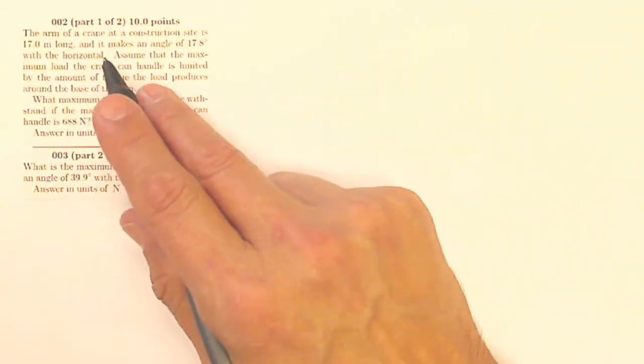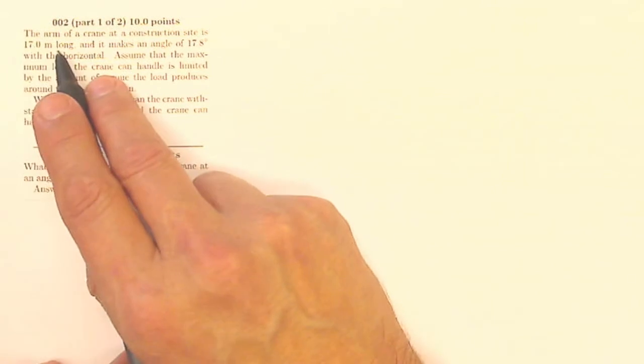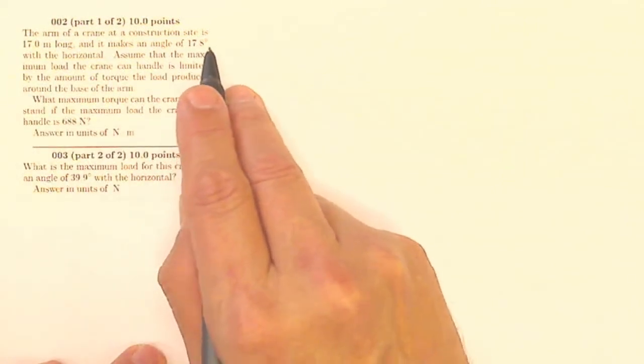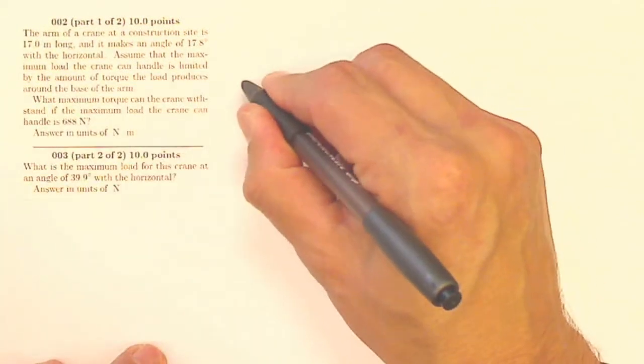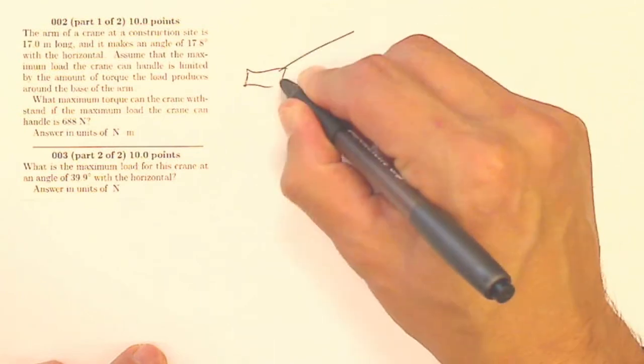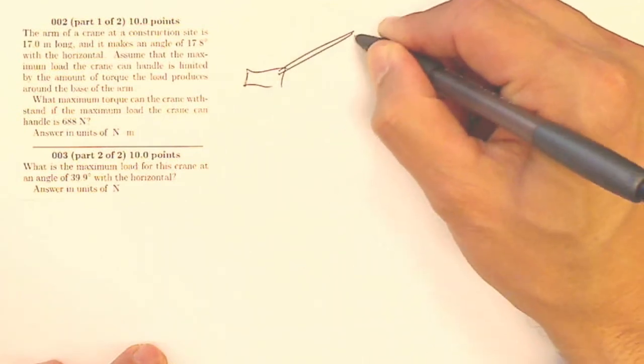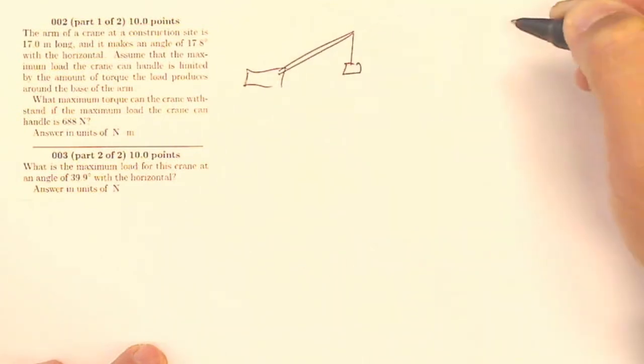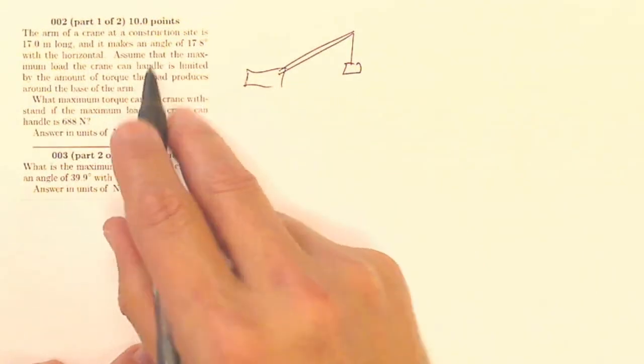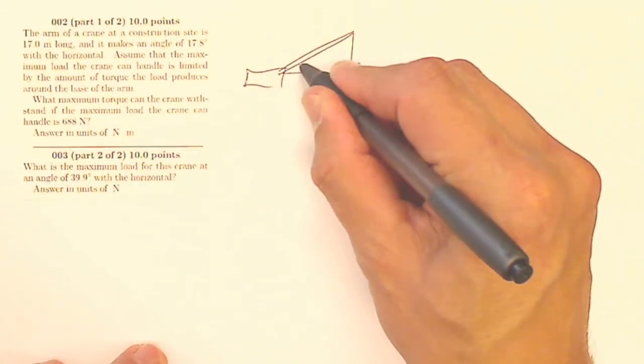So let's see, the arm of a crane at a construction site is 17 meters long and it makes an angle of 17.8 degrees with the horizontal. So here is my crane. It's got the arm of the construction crane up this way. So whatever is there will be hanging this way. And it makes an angle of 17.8 with the horizontal. So this is 17.8.